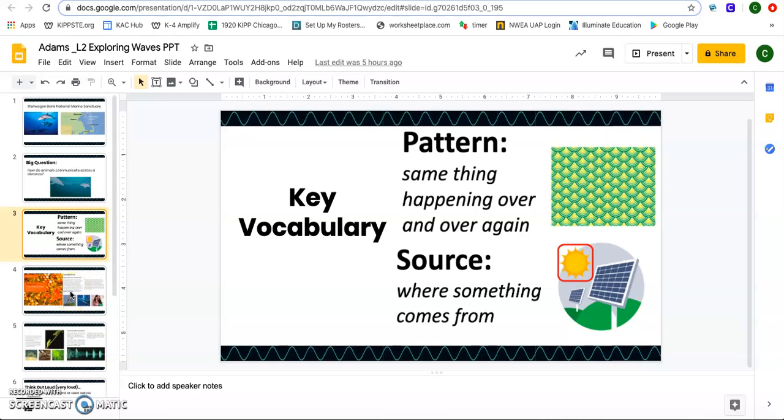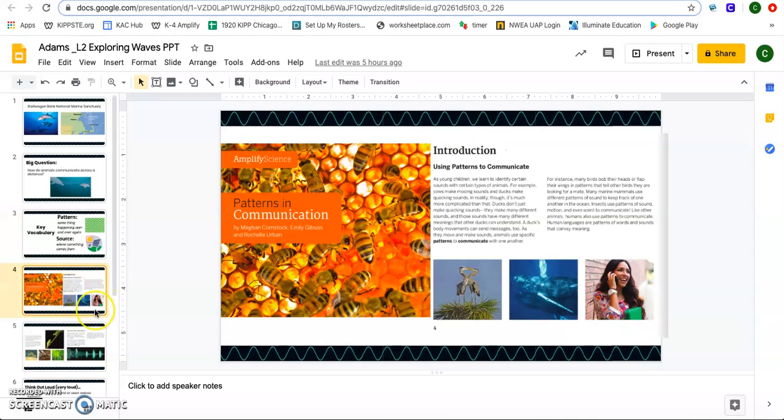We're also going to see these vocabulary words in our text for today, which is Patterns in Communication. We're not going to read the entire text today. However, we are going to read the introduction, to introduce us to waves and what waves are, and also what patterns are and how patterns help people communicate. Let's go ahead and get into our text for today.